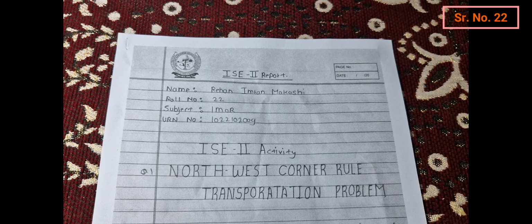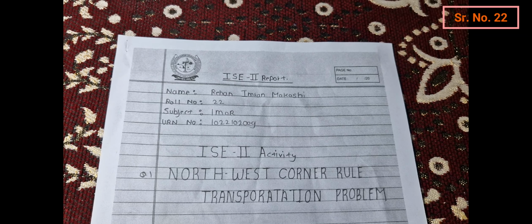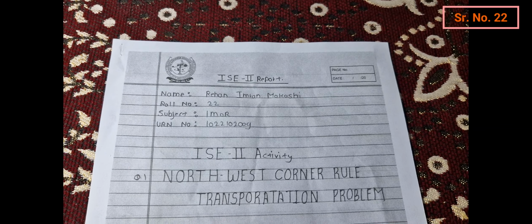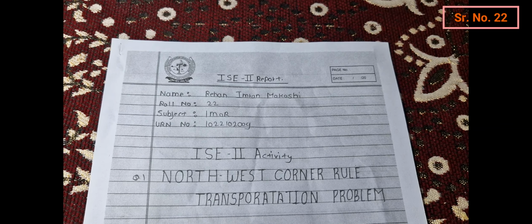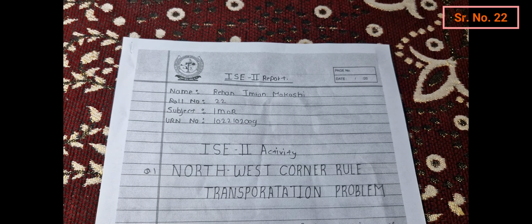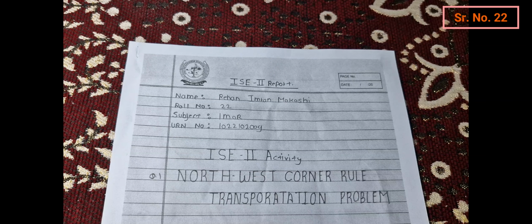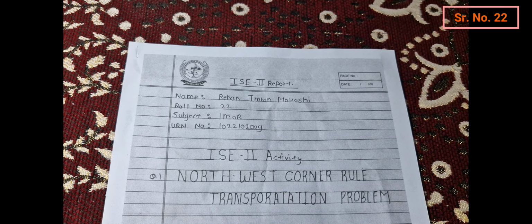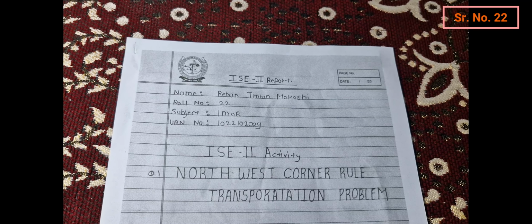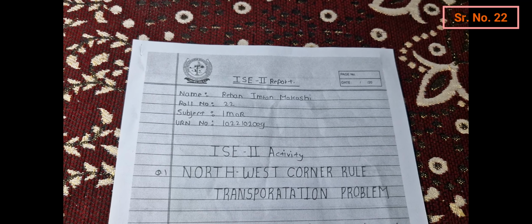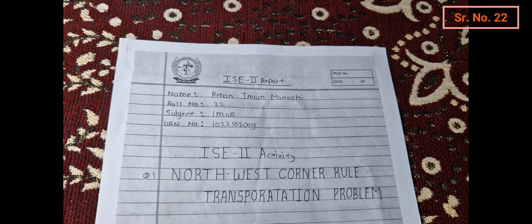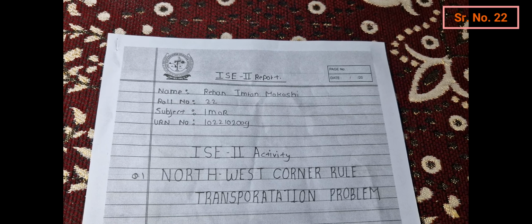Today we are going to discuss one transportation problem, and the method is the northwest corner rule method. By using this method we are going to solve the transportation problem. There are many methods to solve the transportation problem. The first ones are the row minima method, column minima method, least cost method, and penalty method. In between them, another method is the northwest corner rule method. So we are using this method to solve this problem.